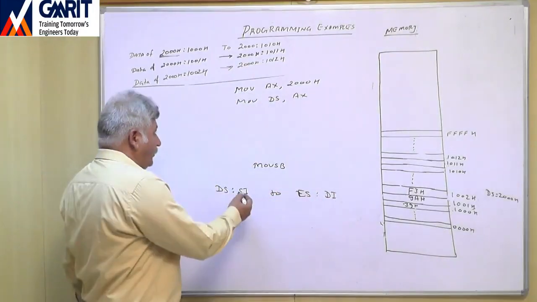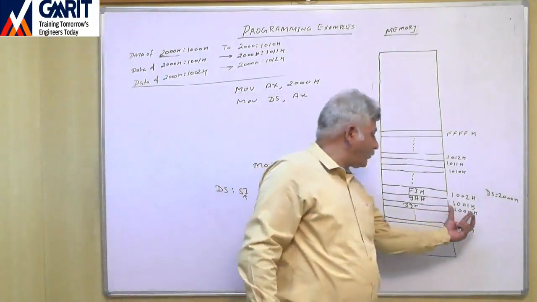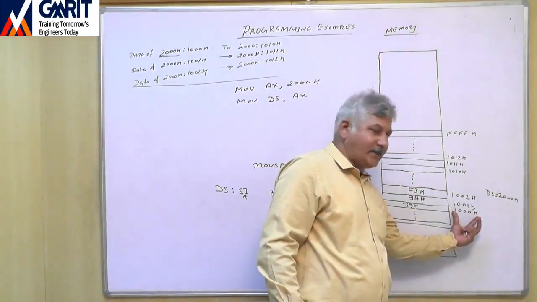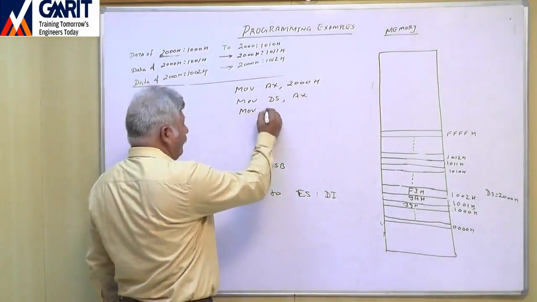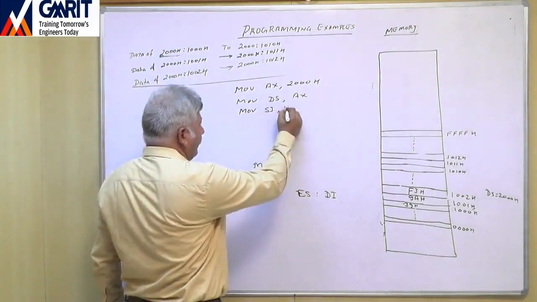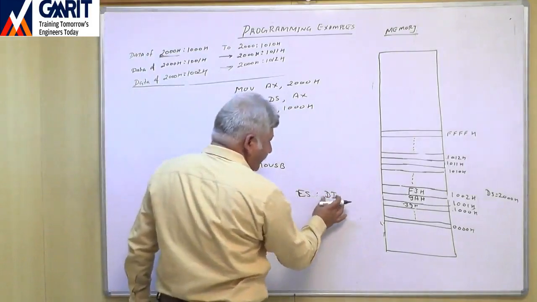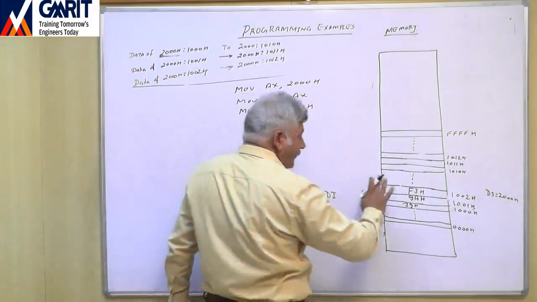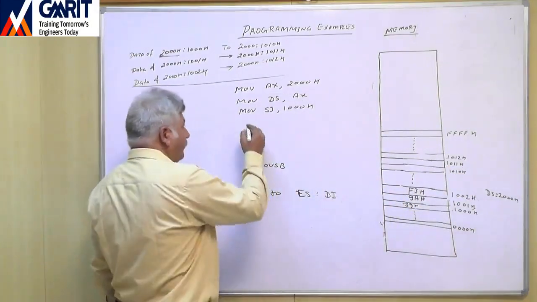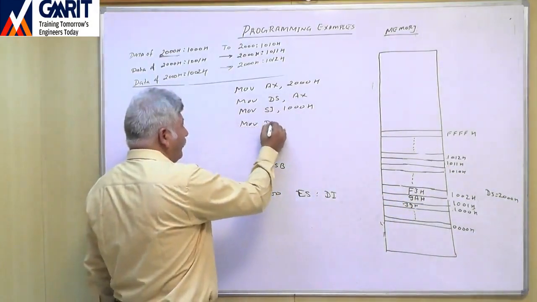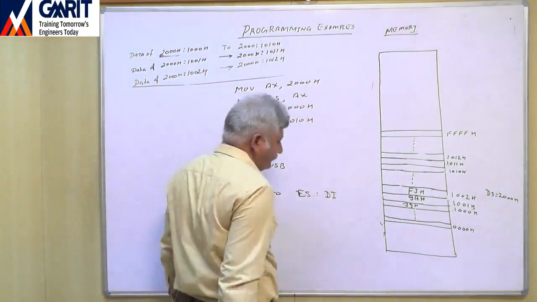So first we will load the starting offset address of our source data in SI, just like the previous case: MOV SI, 1000H. And in the DI register, where we want to transfer our data, the starting offset address of our first destination, we will load in DI. MOV DI, 1010H.